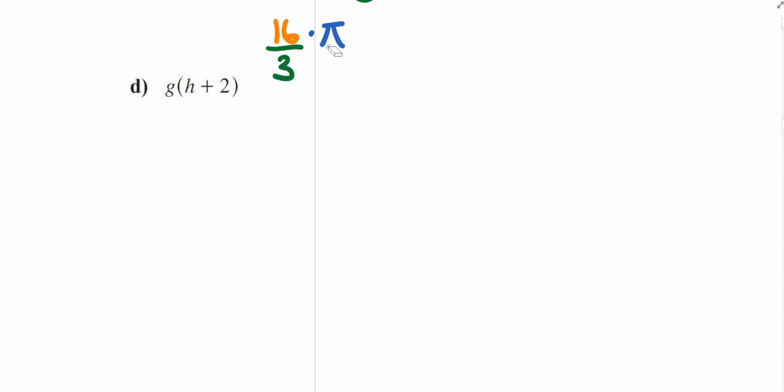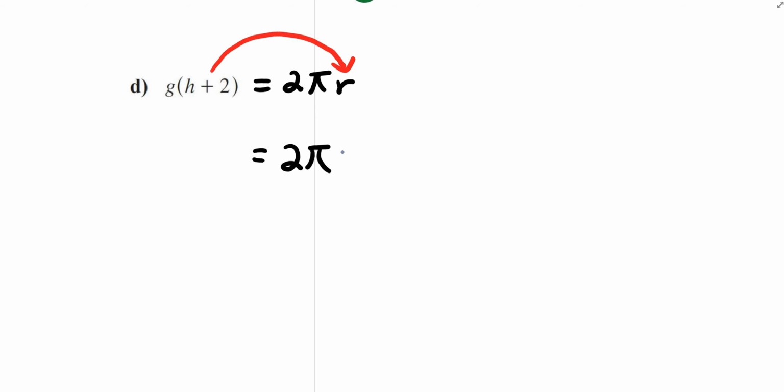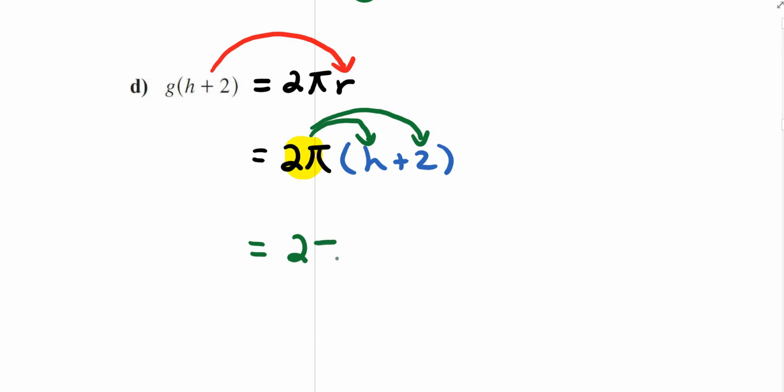Okay, let's move on to letter D now. So I know that the original problem was equal to 2 pi r. And for this problem, r is now being replaced with h plus 2. So this will be 2 pi, and then bracket h plus 2. And then from here, you're going to take this 2 pi, and you will distribute that into the brackets. If I do that, I get 2 pi h plus, and then this 2 times that 2 gives you a 4, right? So it'll be 4 pi. And there's your final answer for 7D.